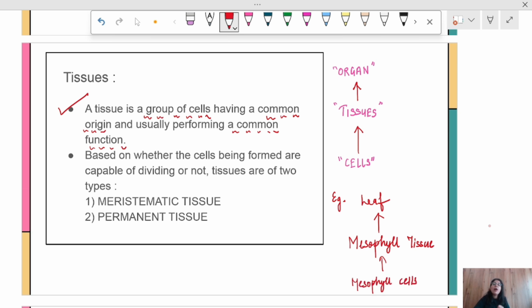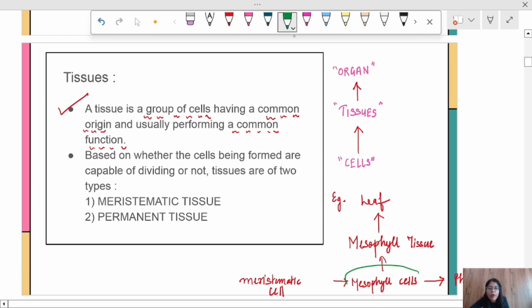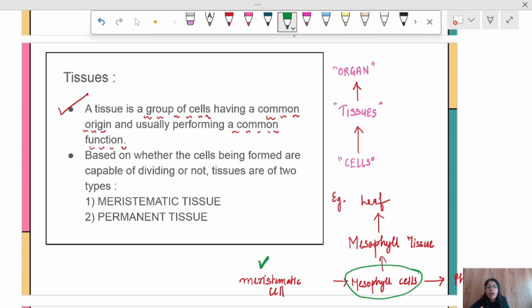Mesophyll tissue is made up of specific mesophyll cells. These mesophyll cells all have the same function. What is their function? They have a lot of chloroplast and they will be doing photosynthesis, right? And what is the origin? They all originate from a single kind of cell that is called a meristematic cell, and all of them perform a common function that is called photosynthesis. So this group of cells, which originated from a single origin and which do the same function, will make a tissue which is called mesophyll tissue. Understood? This is one example.